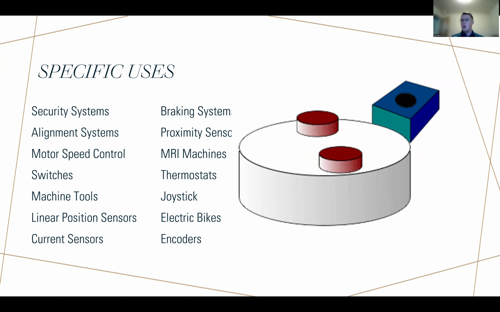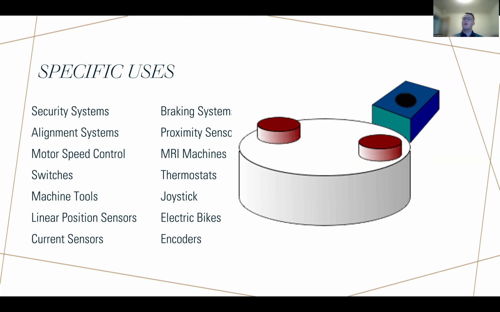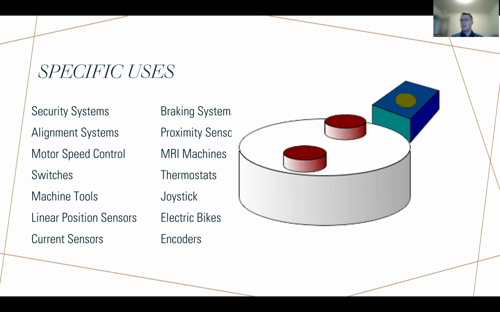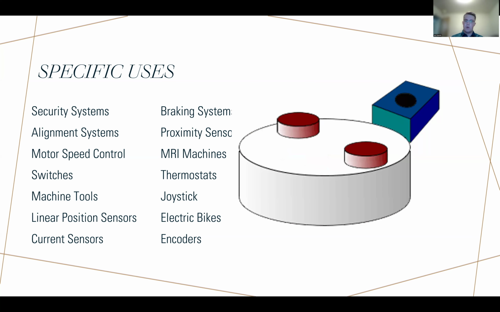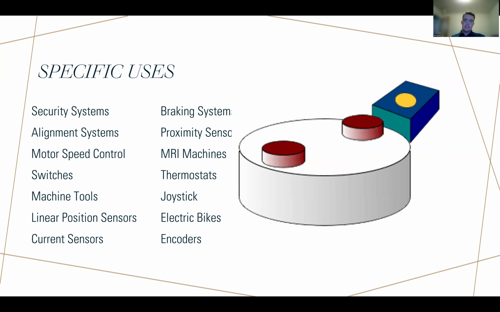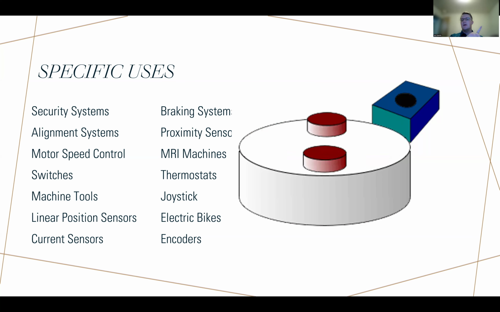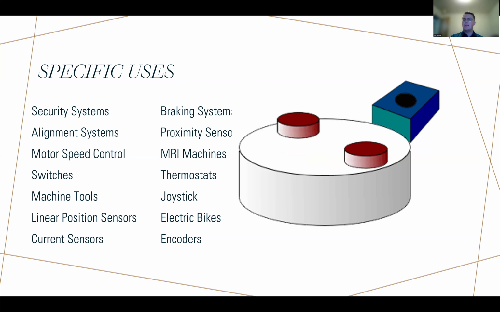Electric bikes often use them too, to know how fast your wheel's moving, as well as for regenerative braking and inside the motor itself. And then you can also use them for encoders, and this is the example right here. You can count how many times the Hall effect sensor triggers, and that can tell you how many rotations you've done.